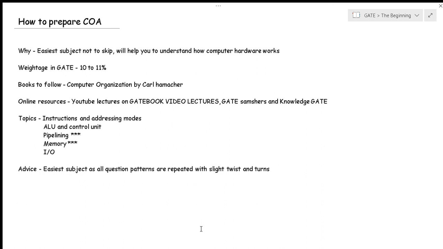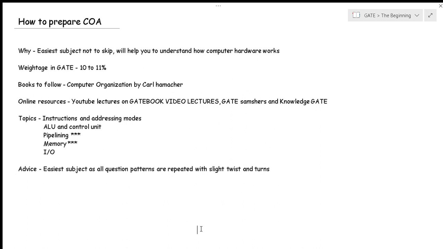Direct mapping, associative, set associative mapping. The question might be very simple, just asking how many bits will be needed for the tag, or what should be the size of the cache memory, etc. So these are very easy questions, and very important in order to get a good rank, right? Because you can't afford to miss them, because everyone is going to solve them, so you should also solve them. So please keep that in mind.